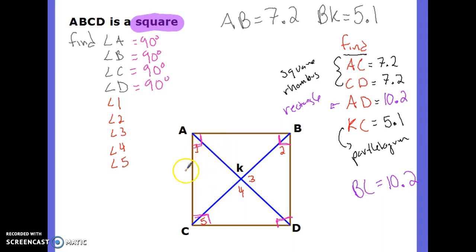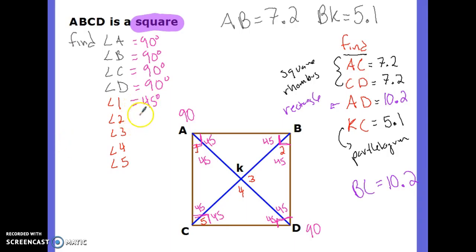But if we look at some of the properties of a square, we know that the diagonals bisect each angle. So if A is 90 degrees, all we do is we split it in half. 45, 45. So angle 1 is just going to be that 45. We just take 90 and divide it by 2, split it into 2 equal pieces. In fact, all of the diagonals are going to do this. Because all of the angles are 90, all of the bisected angles will be split into 45, 45.